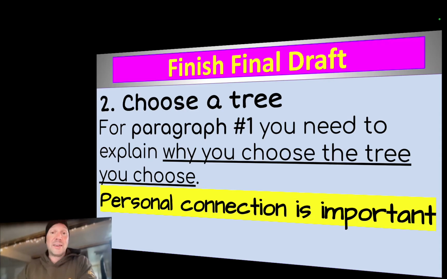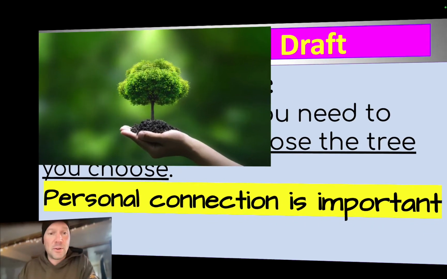Choose a tree is the second part of this, and this is going to help you in your paragraph 1. You want to know what tree you're doing. So for paragraph number 1 specifically, you need to explain why you chose the tree you chose. And this is where personal connection comes in. You are connected to this tree somehow. And I'm going to explain what that means.